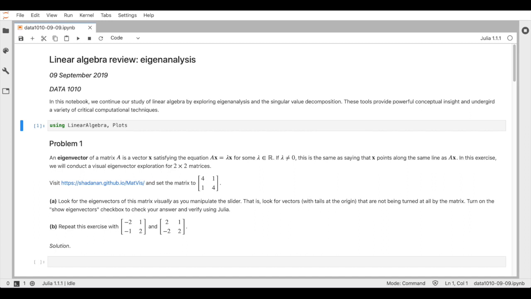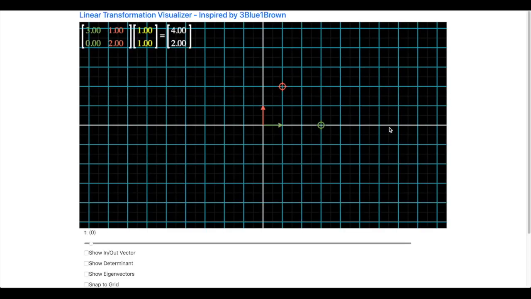Today we're going to continue our study of linear algebra by looking at eigenvectors and eigenvalues. So we're going to start doing that with this visualization tool hosted on GitHub. And we're asked to look at the matrix 4, 1, 1, 4.